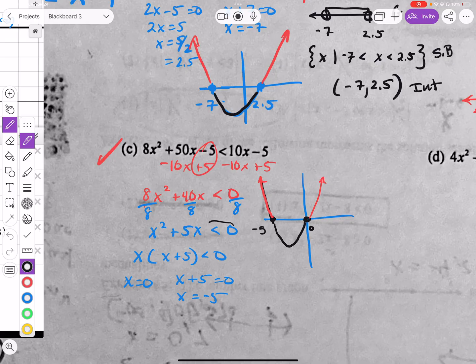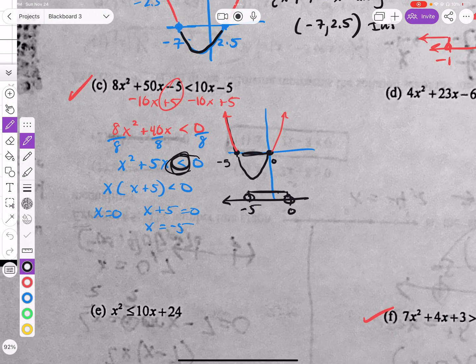I solved this one for it wants to be less than 0, so I want my black x values here, the ones in between, the -5 and the 0. And let's see here, I don't want to equal 0, I just want to be less than it. So those are open circles, because at those numbers, it equals 0. There's the graph.